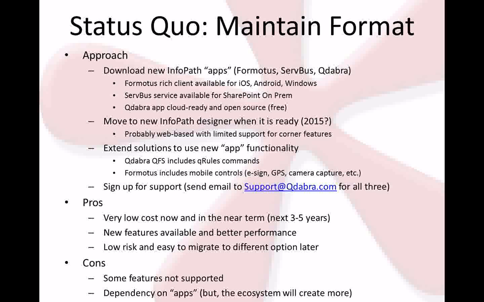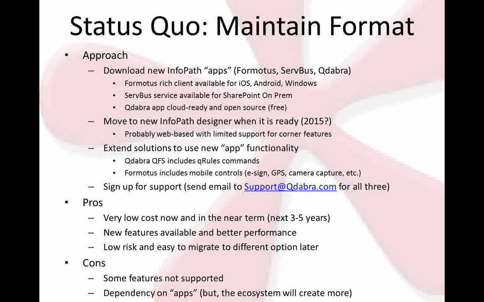So what we've done is we've looked at the common areas where InfoPath needs to be extended, and we've extended our Forms Viewer app to include the Q rules functions that we think Microsoft should have added a few years ago. For example, passing parameters from one form to another, inserting rows in a table. We've done that in Q rules. We've done that in the Forms Viewer app. Formotus also has a bunch of mobile controls for e-signatures, getting your GPS coordinates, capturing a picture. So there's a lot of cool functionality in these new apps out there.